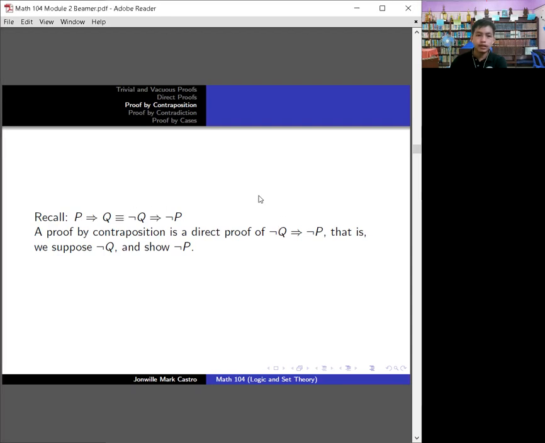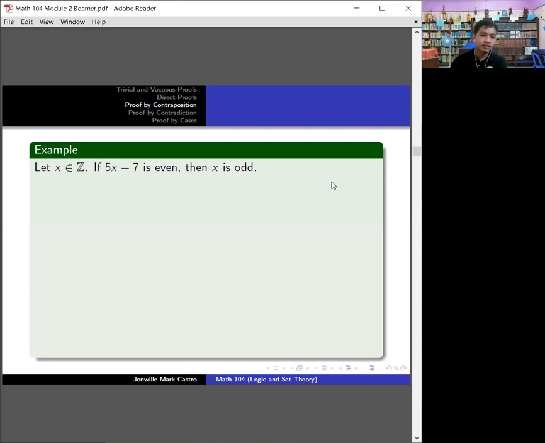So, kung yung direct proof natin na kanina, yung P implies Q, suppose P, then show Q. Ngayon naman, si proof by contraposition, suppose not Q, and show not P. Okay? For example, let X be in Z. If 5X minus 7 is even, then X is odd. So, pwede din natin siyang i-direct proof na ito yung assumption, ito yung conclusion.